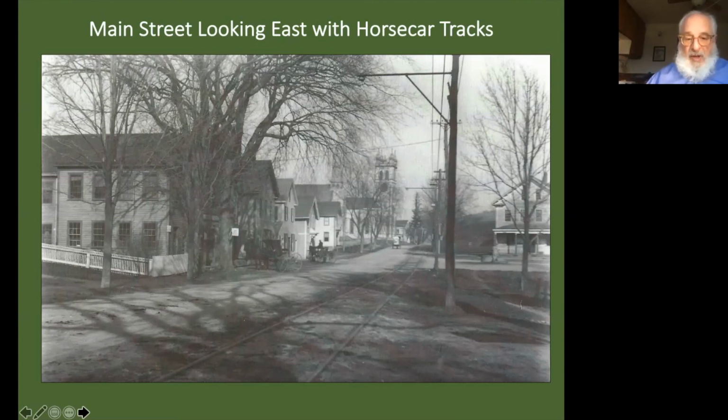But you can see potentially that there are some elms along Main Street. Some of the ones in the distance look a little bit small, but it's a little bit hard to tell exactly what species they are. But there were some trees, but not gigantic trees along Main Street.